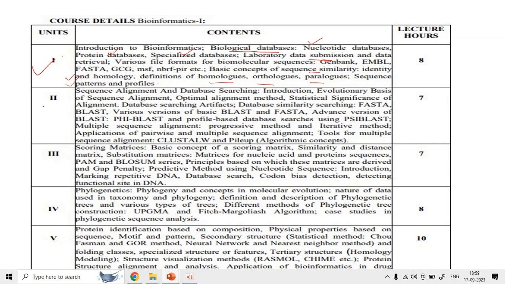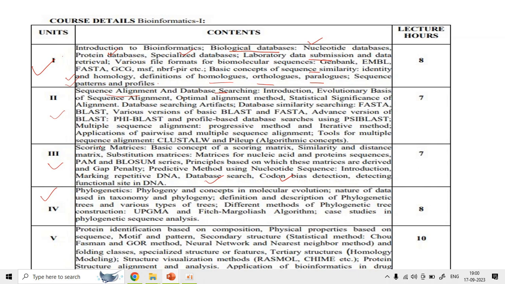Second, we will talk about sequence analysis, sequence alignment, what is the requirement of alignment, how you can search a database. There are different methods, optimal alignment methods, statistical significance. We will go into detail about each and every topic. And the third one is the scoring matrix. Here PAM and Blosum matrices are there, and nucleic and protein sequence principles based on which these matrices have been derived, gap penalty. Everything we will discuss, like what is database search and what is unbiased detection, in this unit.